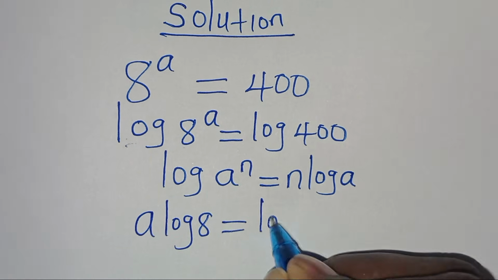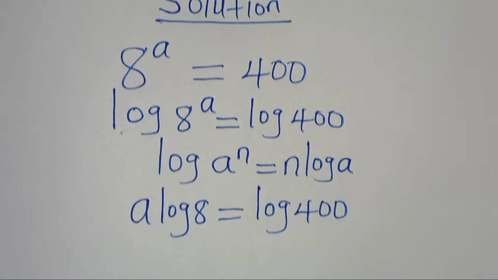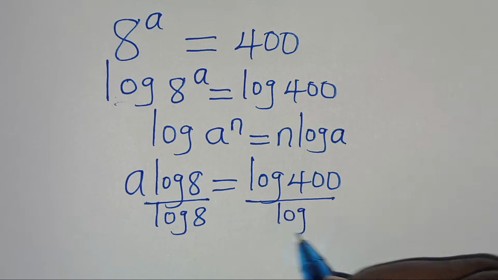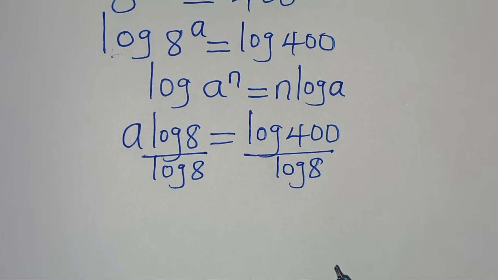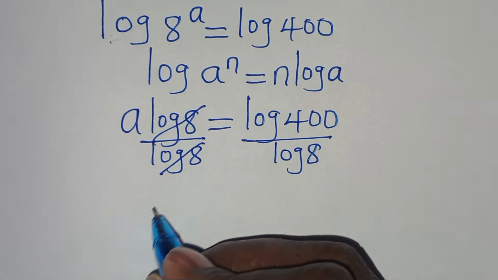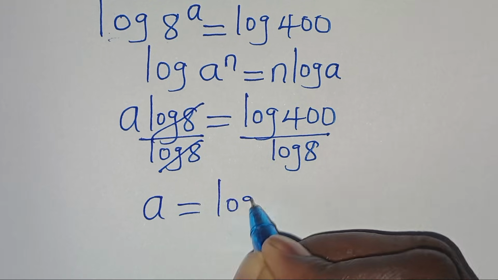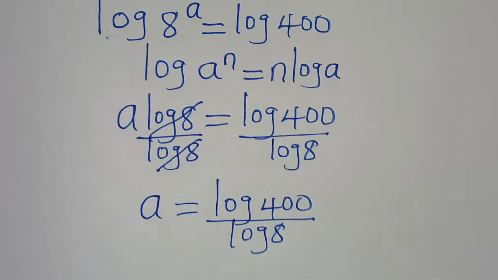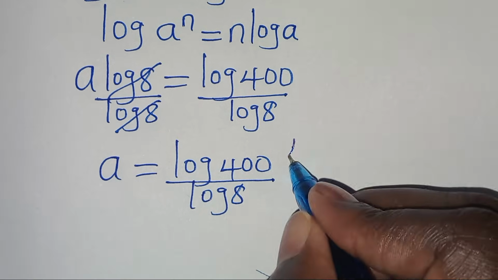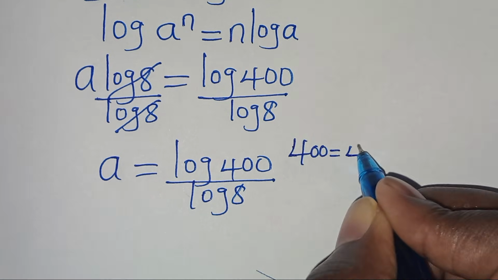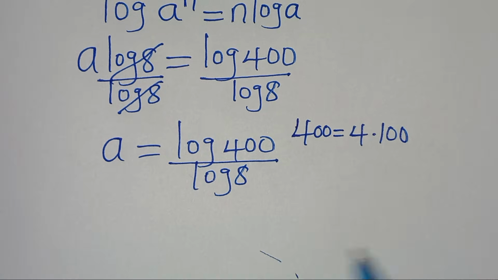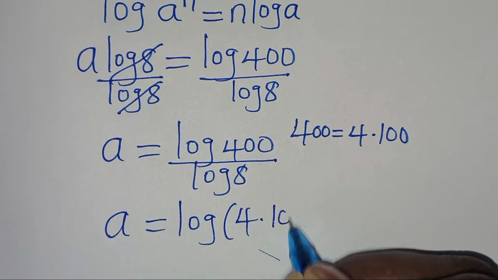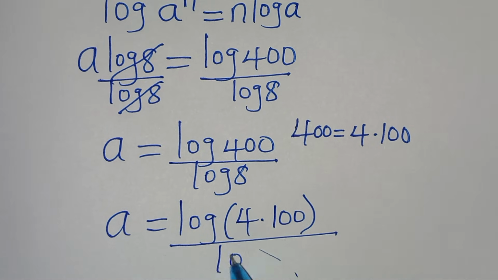This is equal to log 400. So we can divide both sides by log 8. Here we have log 8. So let's simplify so that now a is equal to log 400 divided by log 8. Now we can express 400 as 4 multiplied by 100, so that now a is equal to log of 4 multiplied by 100, everything divided by log 8.